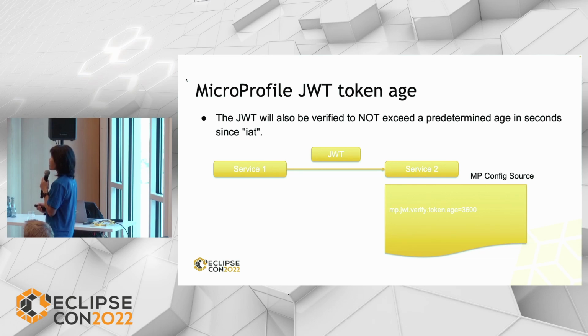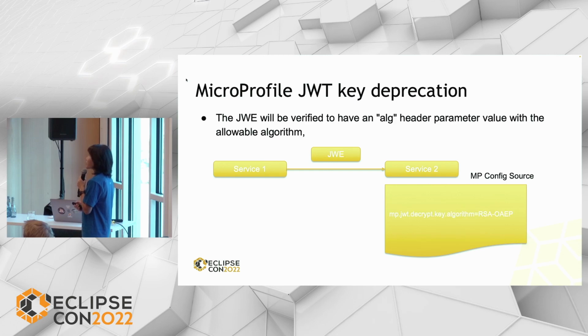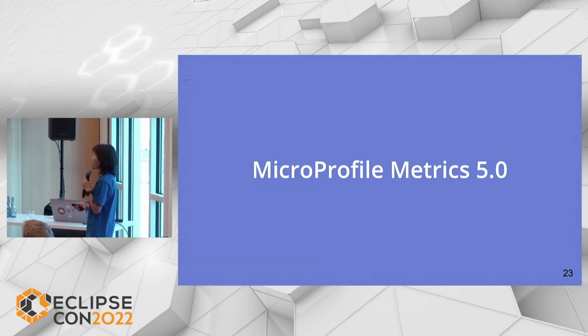The first one is token.age. You can specify when a token will expire, in seconds. The second one is the clock skew. So you can specify the clock skew number as well. And also you can specify the JWT decryption key. Here is a small typo. So you can specify the decryption key algorithm. So that's pretty much all the properties being added.